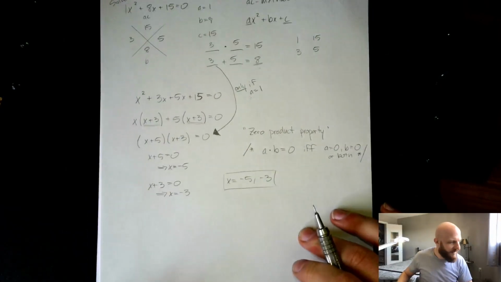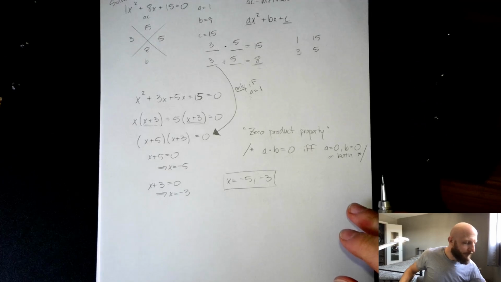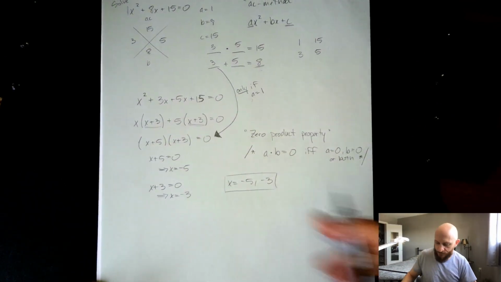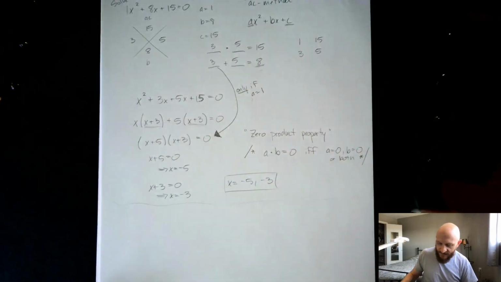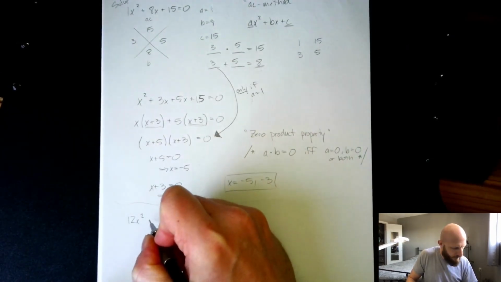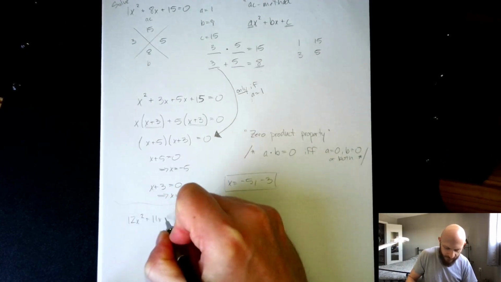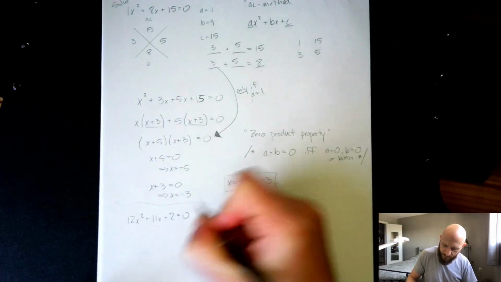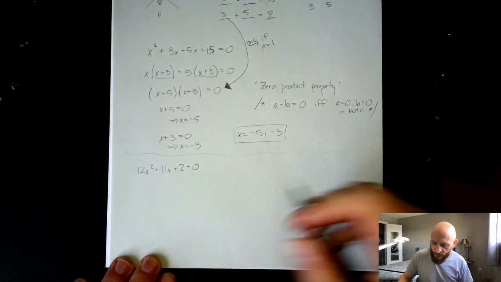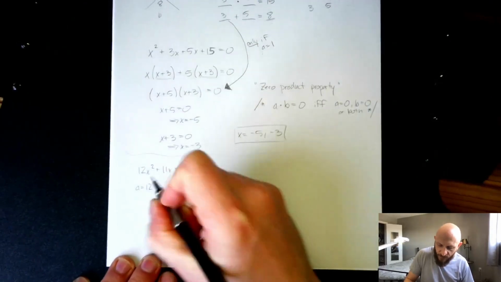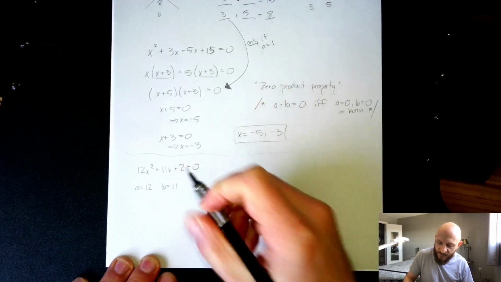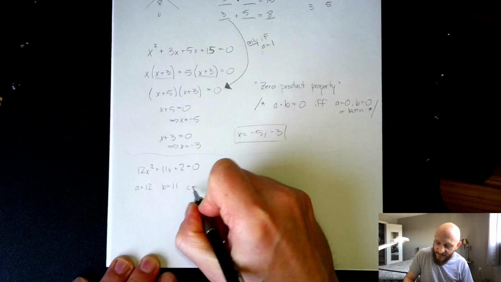So let's look at an example where a is not 1. We'll try this example: 12x squared plus 11x plus 2 equals 0. So let's write out a, b, and c first. A is 12. It's always the piece that's attached to the x squared. B is 11, the piece that's attached to x. And then c is 2.